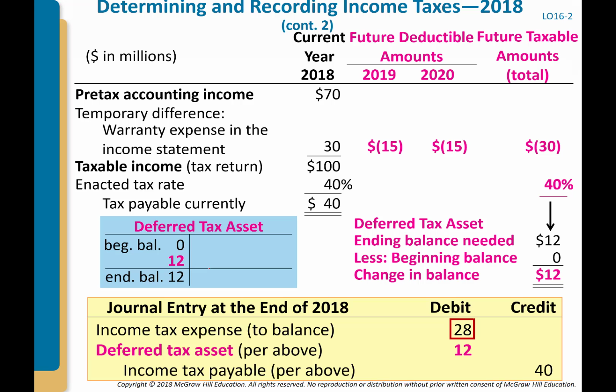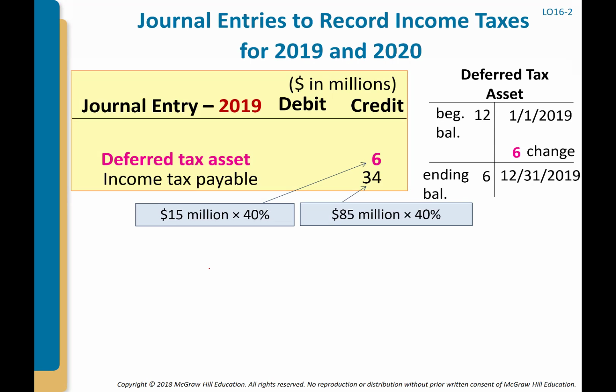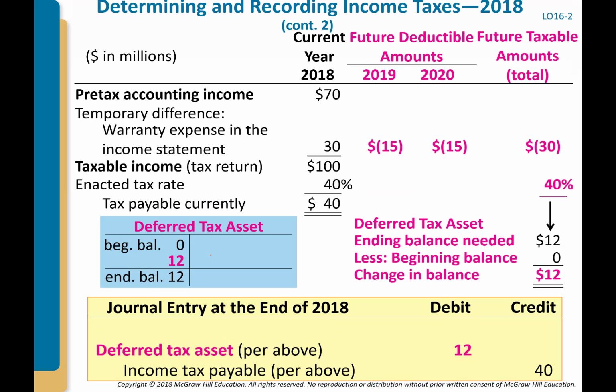Okay, good. You go into the next year with this thing, and we have a beginning balance of 12, and we have this 15 million that will turn around. It was 15 million per year. So now, since we have 15 million that last year, we only need 6 as the ending balance. And so if we have 12 and we want 6, then we obviously have to credit 6, right? Remember, it's 15 per year.